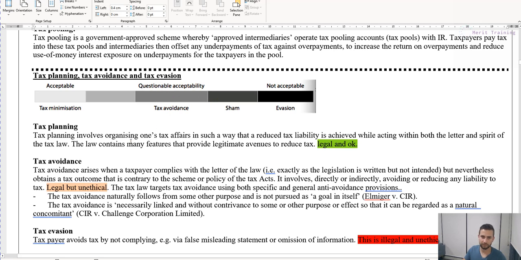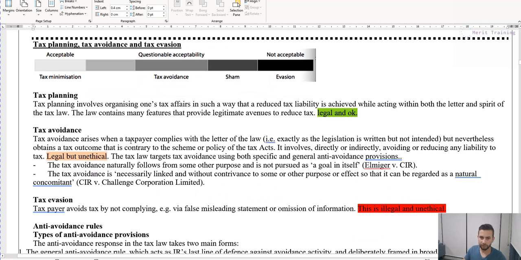is called tax avoidance. And this is when you do follow the letter of the law, like, you follow exactly as it says, and maybe there's a loophole in there, or maybe there's something that the legislators didn't think about, or maybe you're willfully ignorant to the interpretation of something. But either way, you might be legally following the law, but you're not following the intention of the law. This is called tax avoidance, and it is legal, but it's unethical.